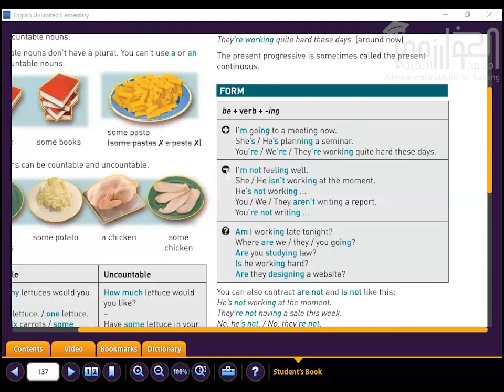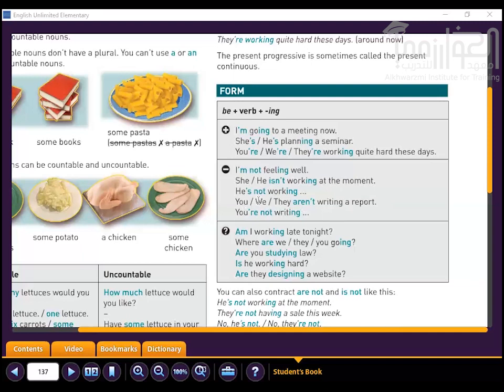Then the negative is I'm not feeling well. So we put the word not after the be to form the negative in the present continuous sentence. I'm not feeling well. He or she isn't working at the moment. Moment is now or lahada. And then he is not working. And then you, we, or they aren't writing a report. Report is tahrir.